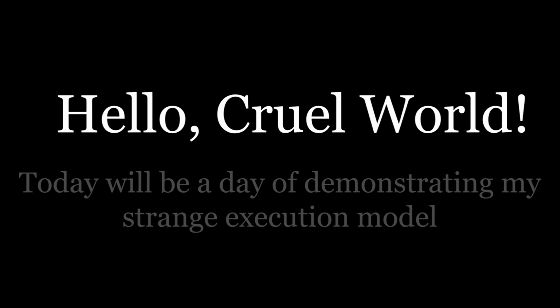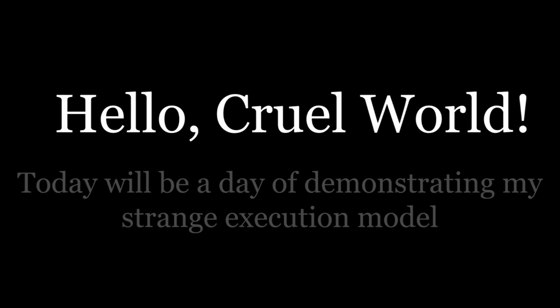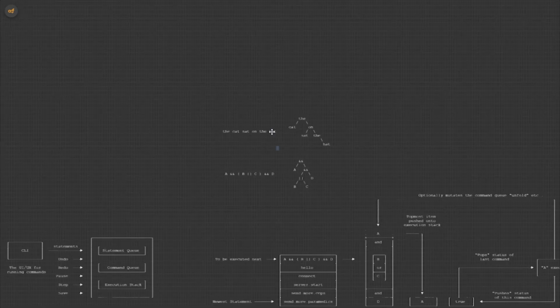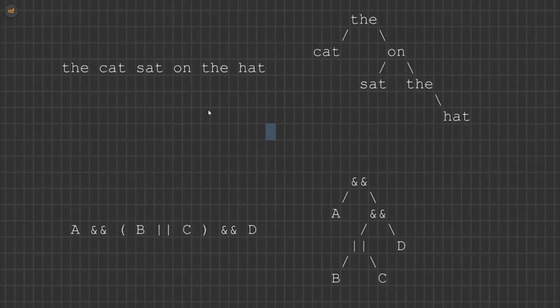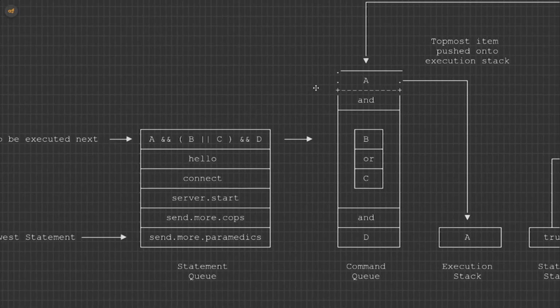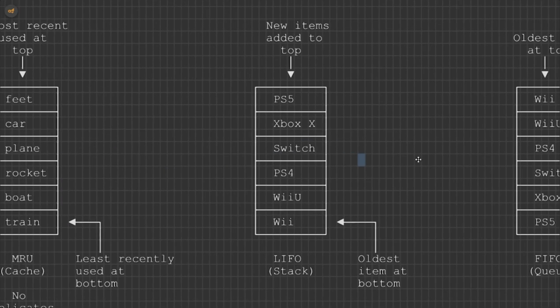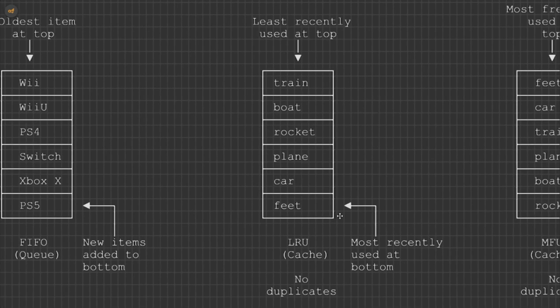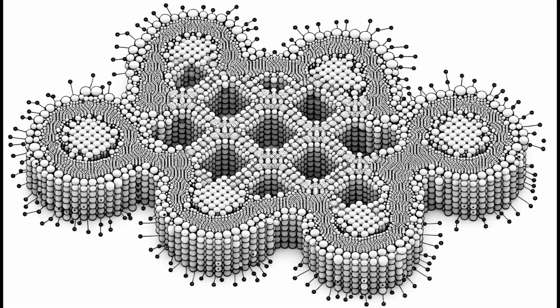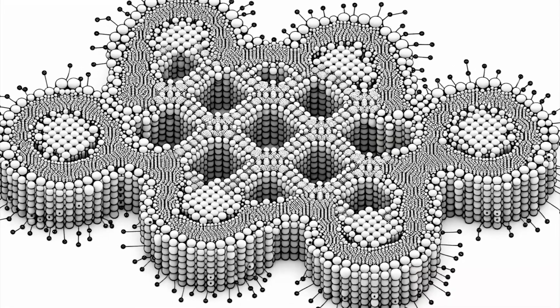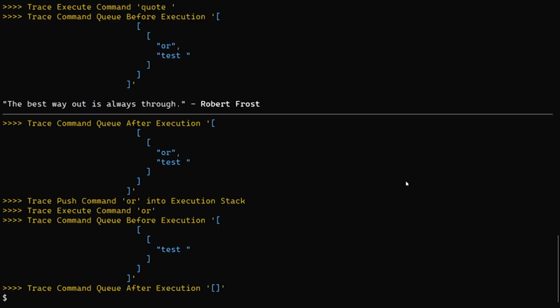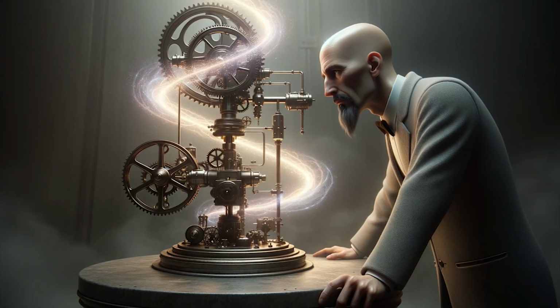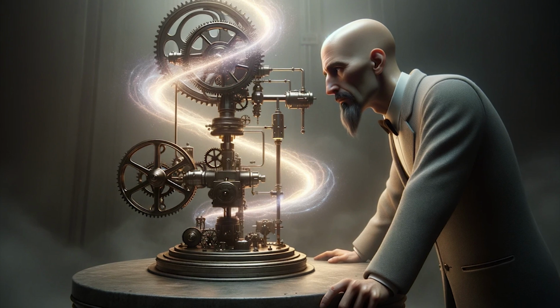Hello, cruel world. Today will be a day of demonstrating the strange but wonderful execution model in my CLI. In my previous episode, I previewed a prototype of a very mechanical stack-based model of execution that, through a few simple rules, much like a cellular automata or simple stack machine, or a protein complex, could provide rich behaviors to support the execution of structured command statements. A simple execution model that can be easily reasoned about.